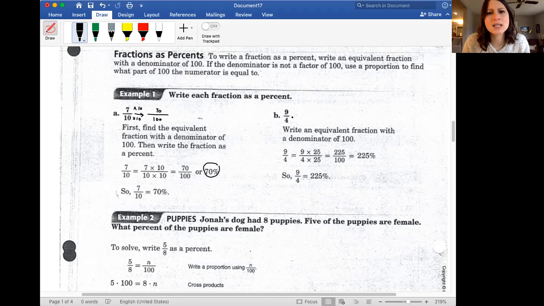Okay, so in this case, I need to think a little bit. What can I multiply 4 by to get 100? Well, done for us down here, we can multiply it by 25. So I figured out that number 4 times 25 is 100. Then I'm going to multiply the top by the same thing. And so then I have 9 times 25, which is 225 out of 100. So the percentage is 225.